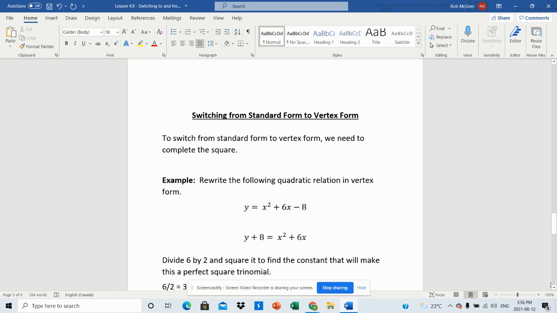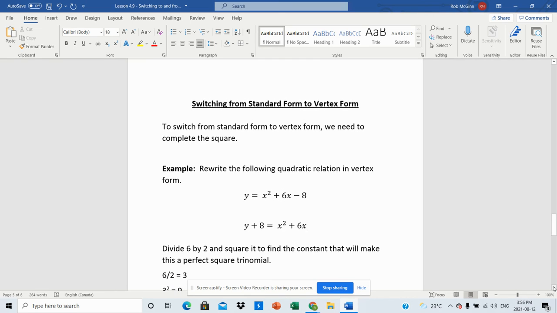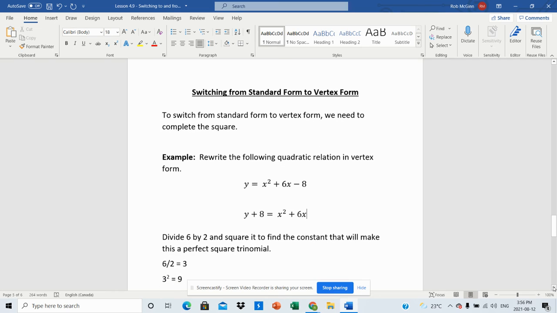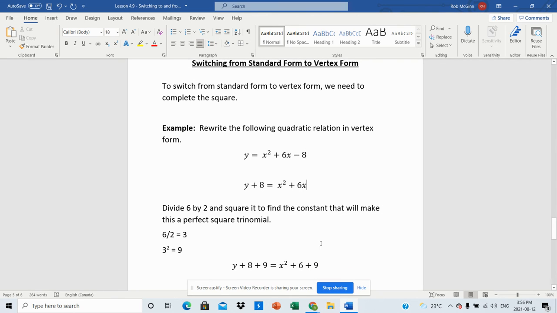So 6 divided by 2 is going to give us 3. That's b, but we need b squared, so 3 squared equals 9. And now we add 9 to both sides of our equation, because what you do to one side, you must do to the other side to keep the integrity of the equation. So now we have y plus 8 plus 9 on the left-hand side equal to x squared plus 6x plus 9.